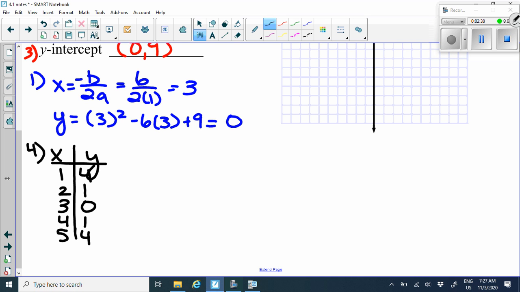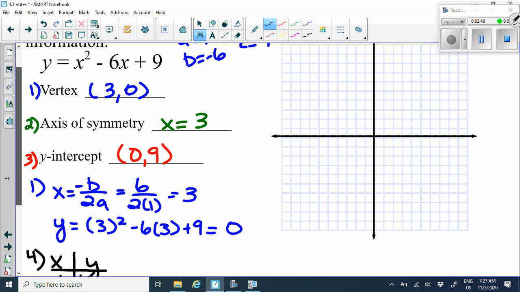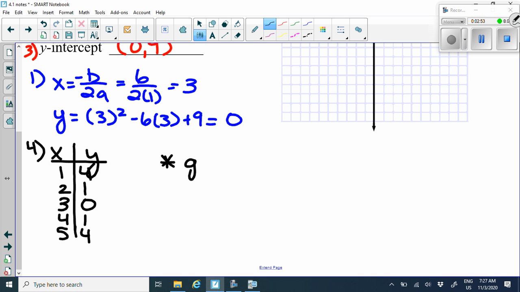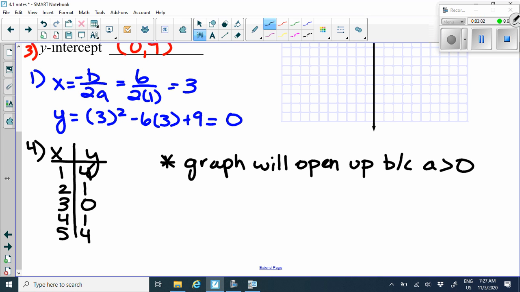Now, before we graph this, let's talk about whether this graph is going to open up or down. Is our vertex going to be a max or min? Do we have any vertical stretches or shrinks? So let's look at our a value. Our a value is positive, so that means our graph is going to open up. Because it's opening up, that means our vertex is a minimum, so it's going to be the lowest point on the graph. Since our a value is just 1, which is not greater or less than 1, we do not have any vertical stretch or shrinks.